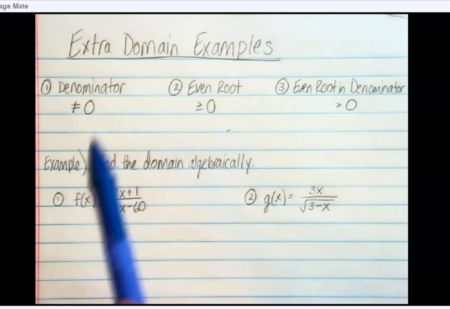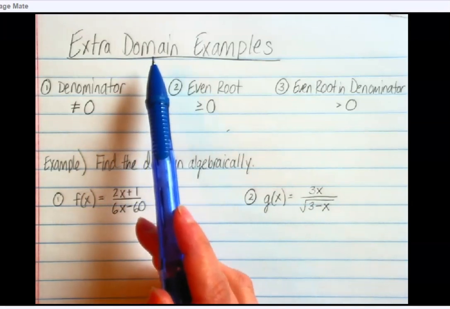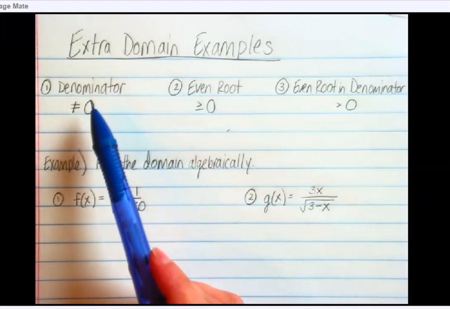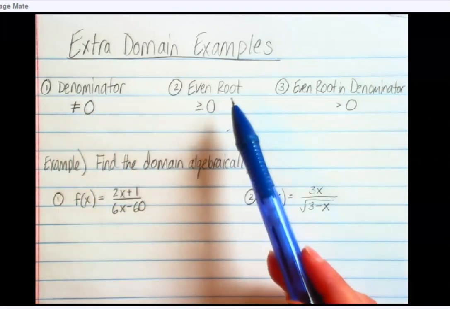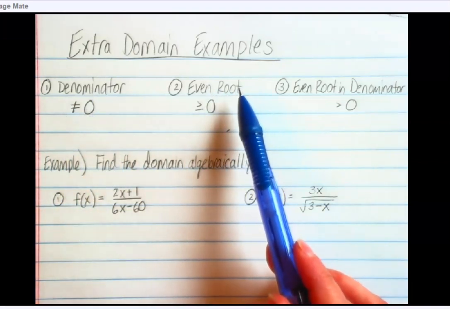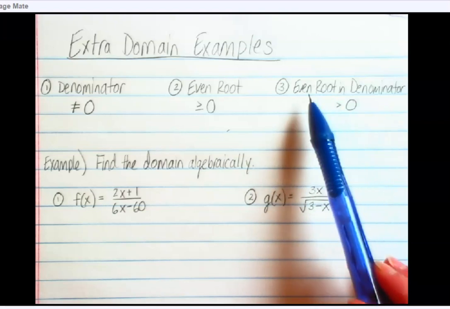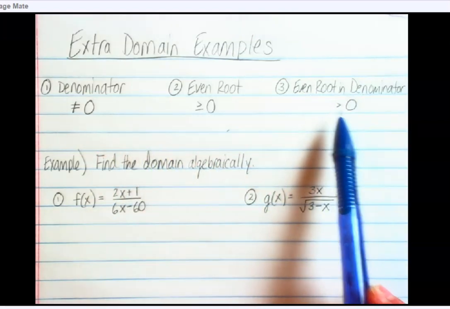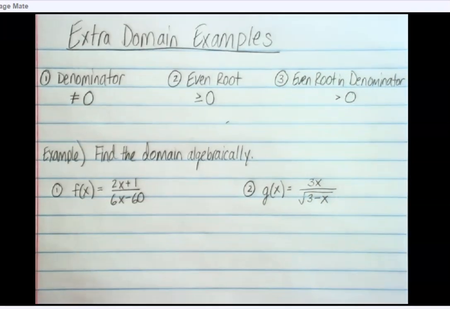Just a reminder, when it comes to the domain of a function, there are three restrictions that we've learned about so far in this class. If there's a denominator, the denominator cannot equal 0. If there's an even root, whatever's underneath the even root has to be non-negative, so greater than or equal to 0. And if there's an even root in the denominator, we combine those two, and it has to be strictly greater than 0. Okay, so let's try a couple problems using those concepts.